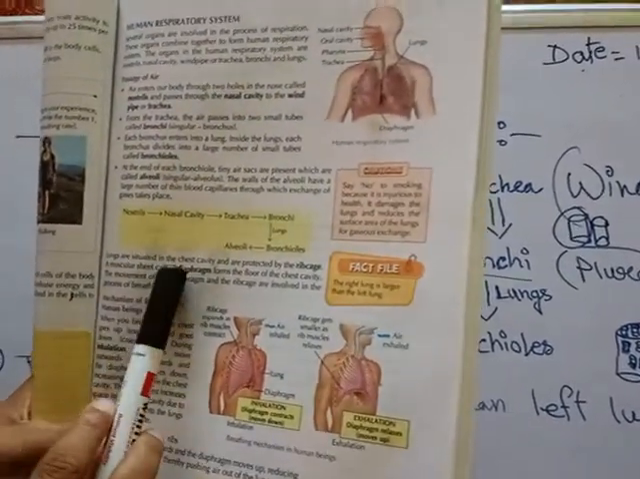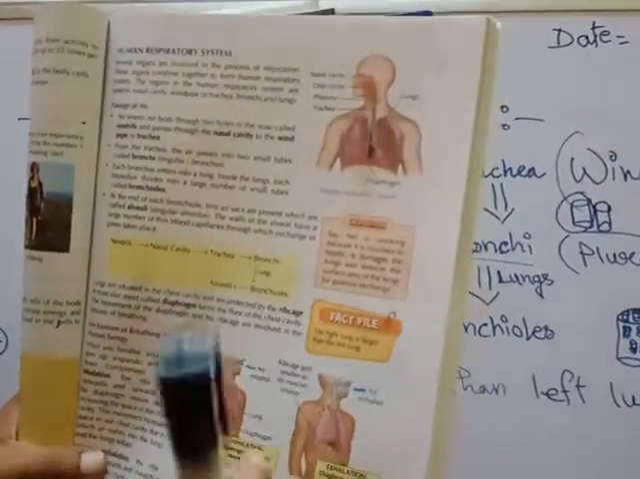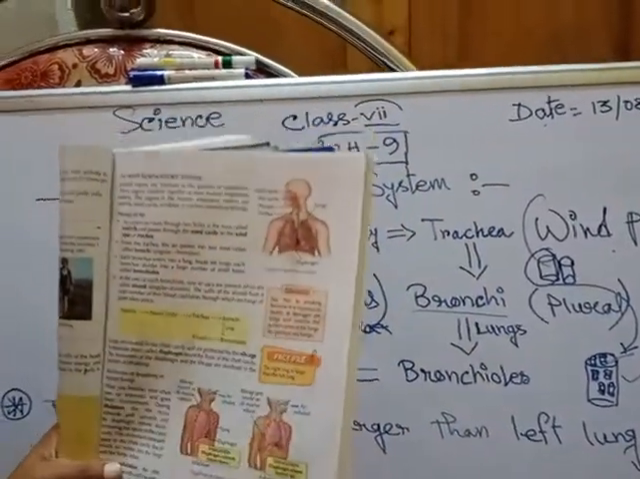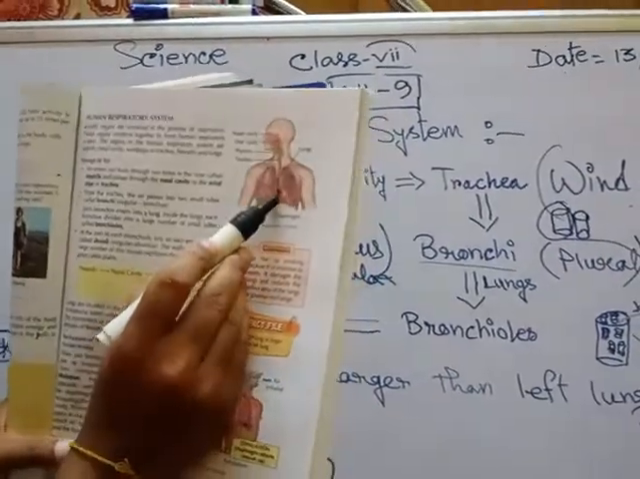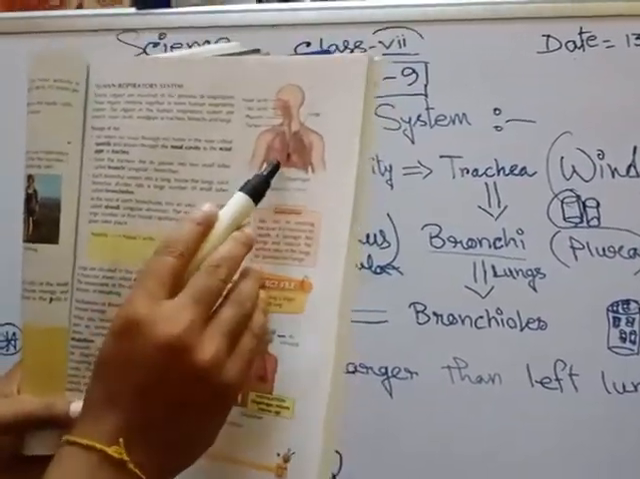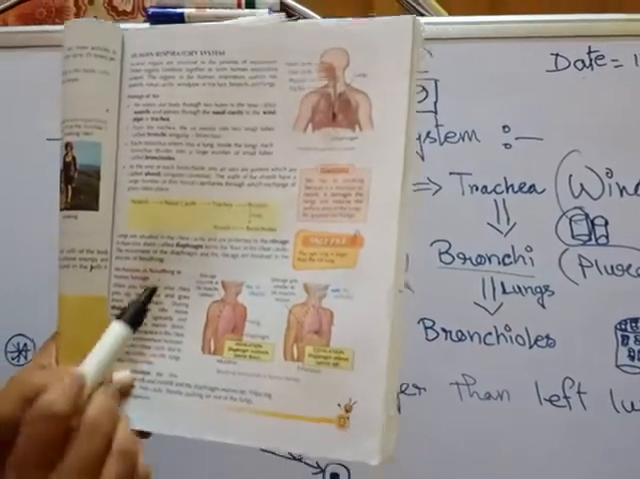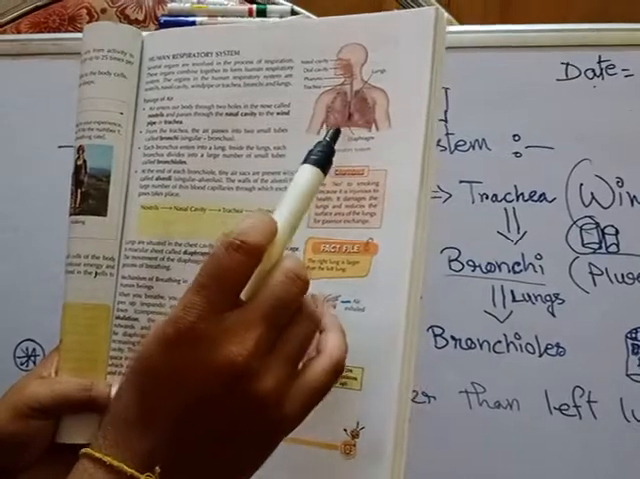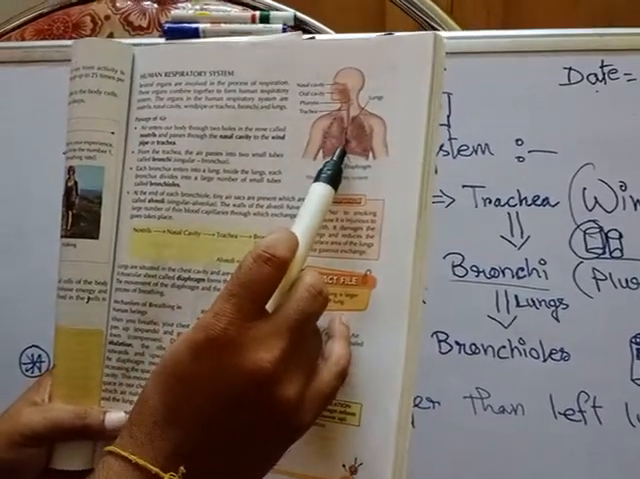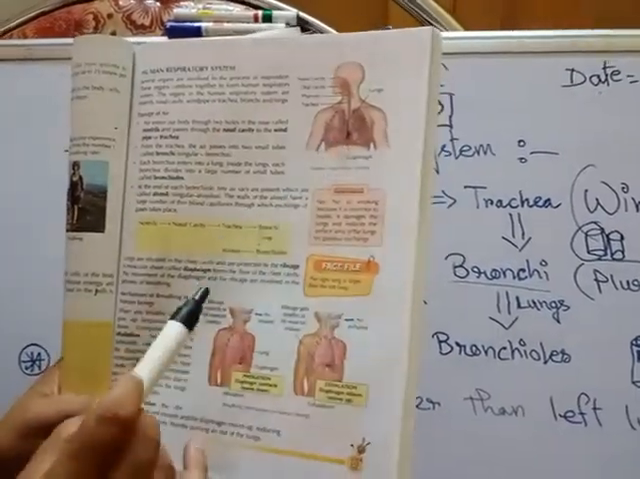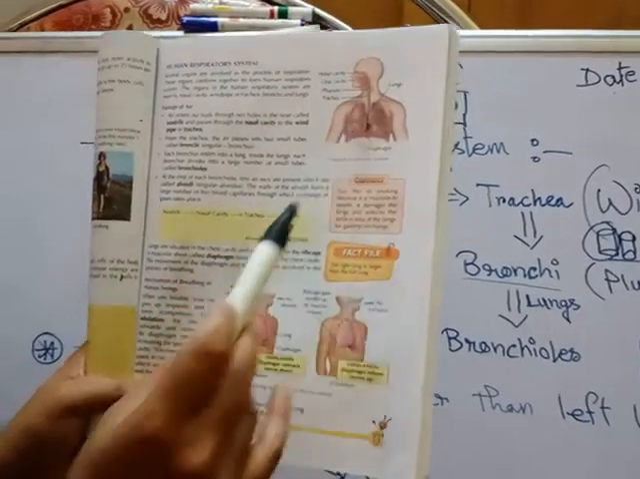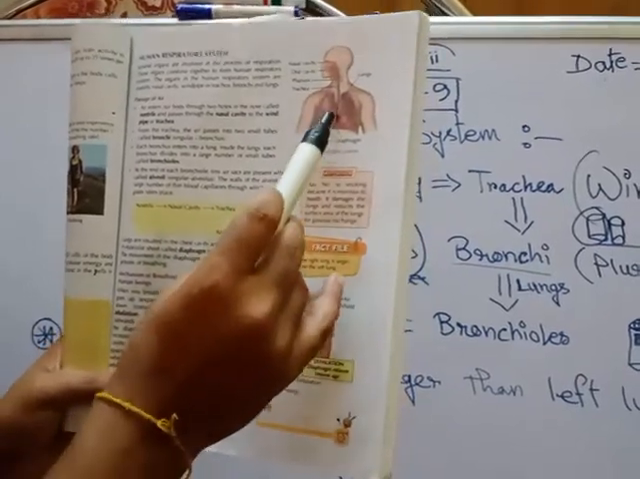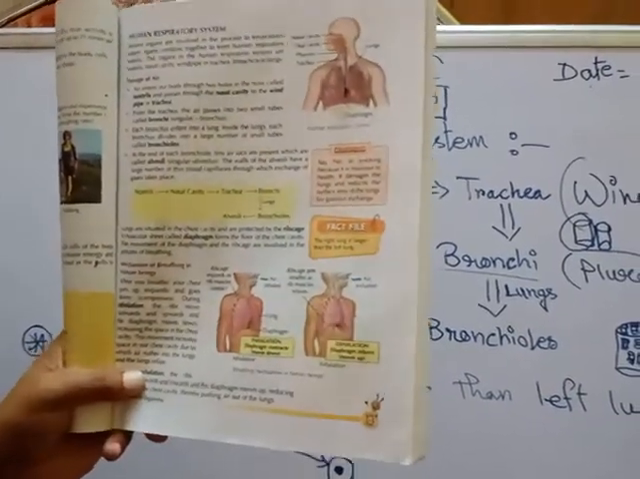A muscular sheet is called the diaphragm. Here is the muscular sheet. This one is called the diaphragm, in between both of these lungs. From the floor of the chest cavity the diaphragm starts. It is situated at the floor of the chest cavity.